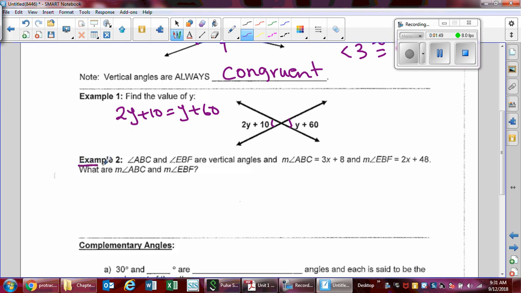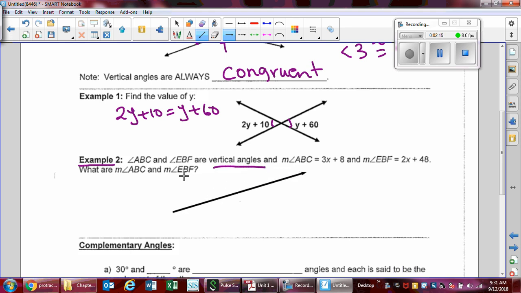Okay? So it's kind of easy when they give you the picture and you can see it, but in example 2, they did not give you the picture. But it tells you here ABC and EBF are going to be vertical angles. So since they told you they are vertical angles, I can draw two lines, right? Let's just try to do that. I can draw two lines. One is going this way, and the other one is going this direction.